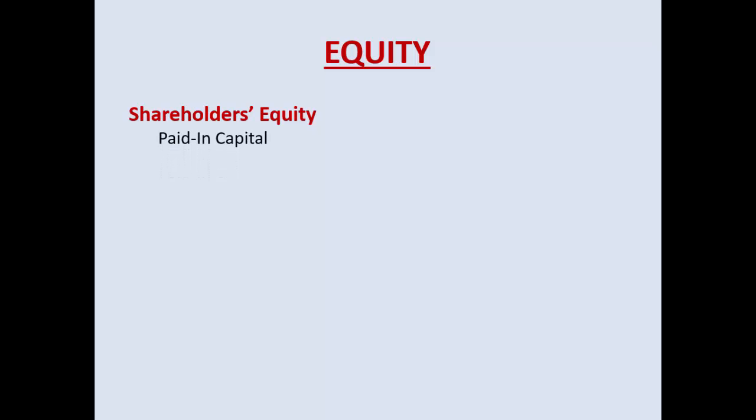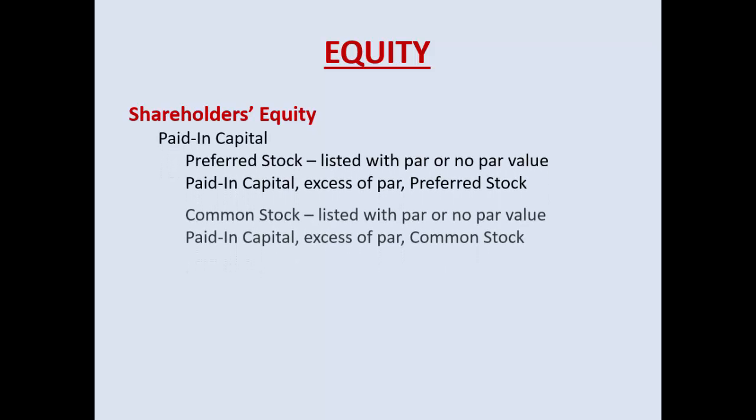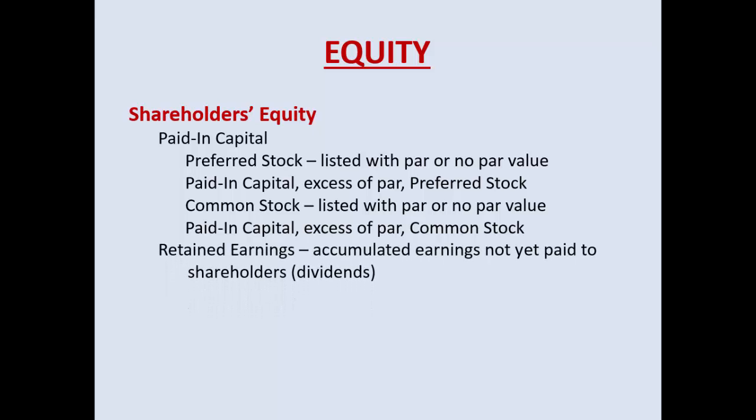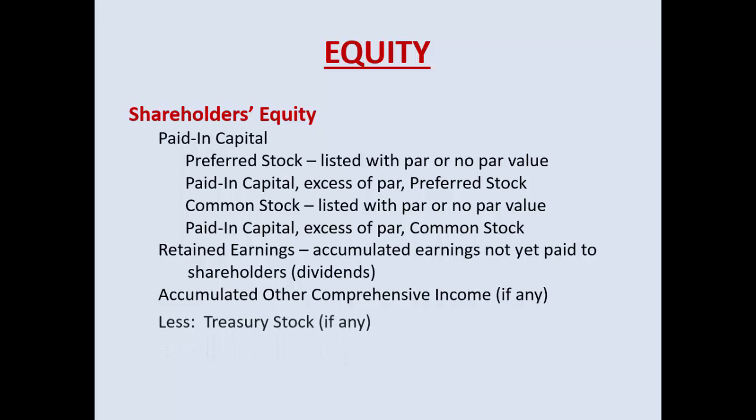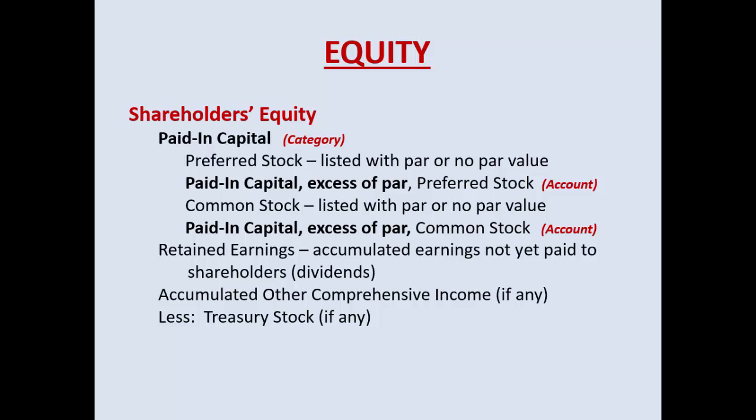Then there's equity: contributed capital, and internally generated capital, retained earnings, accumulated other comprehensive income, if there is any. If a company does not deal with AOCI, then you simply leave it off. Treasury stock is always the last line. It's a reduction in equity. Key to remember with contributed capital, paid-in capital is a category, just like revenue is a category. Paid-in capital in excess of par is an account within the category, just like sales revenue is an account within the category of revenue.